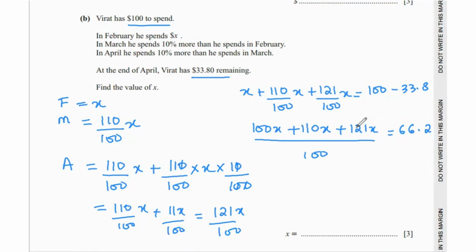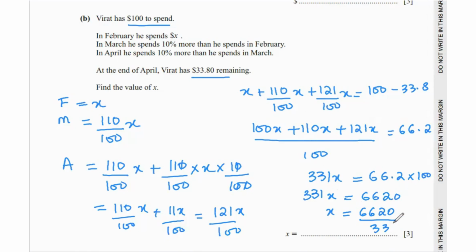So when you combine the like terms on this side, that gives us 331x, and over here we have 66.2 times 100, which is 6,620. So divide the two, and x equals 20. So that is your answer.